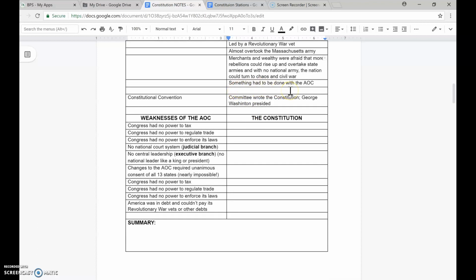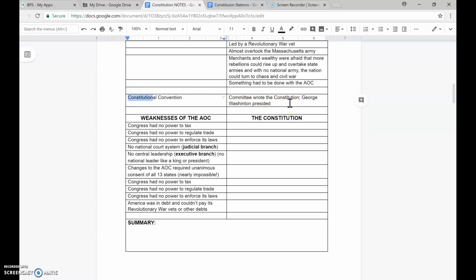Something had to be done about the Articles of Confederation. Something had to be done. Okay, so the Constitutional Convention took place. Constitutional Convention. Guys, the meaning is in the word. Constitution is literally in the word. So what happened during the Constitutional Convention? That's right. They wrote the Constitution. The word is literally right there. So there you go. Constitutional Convention.